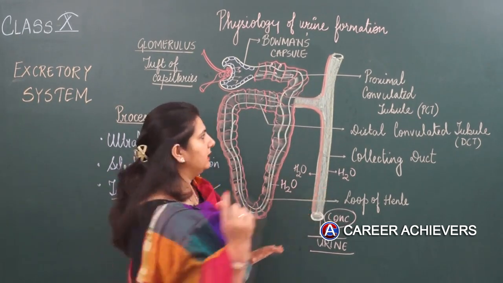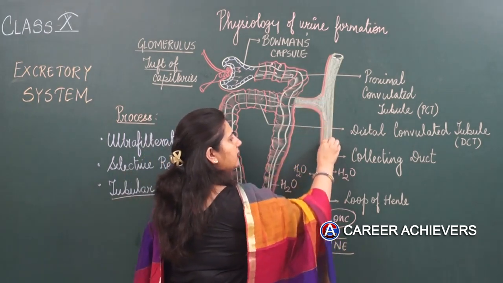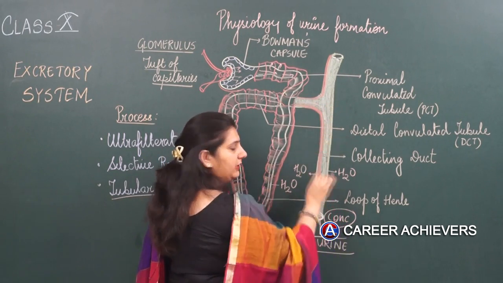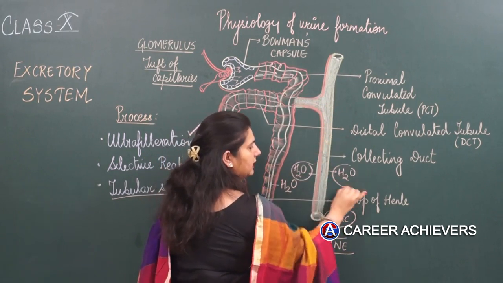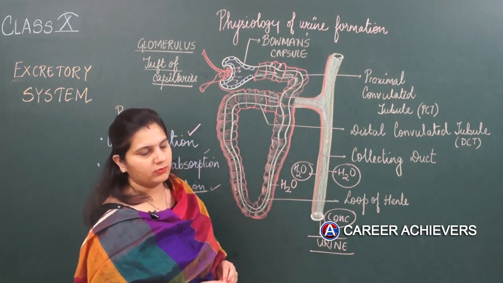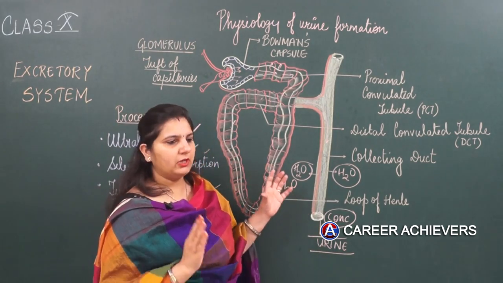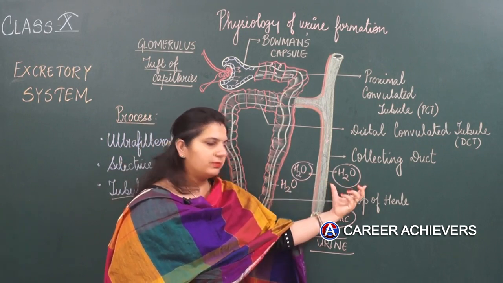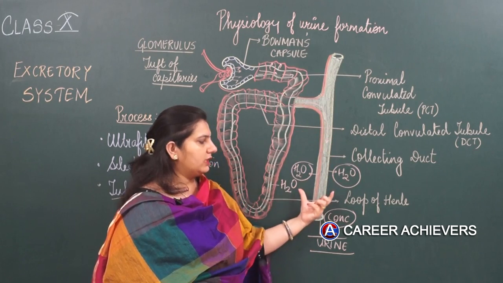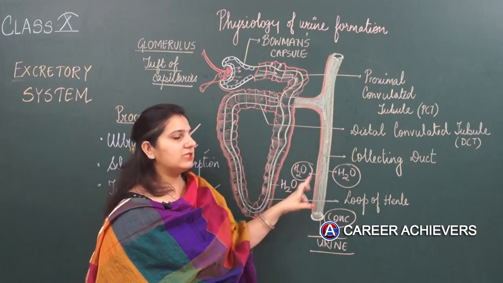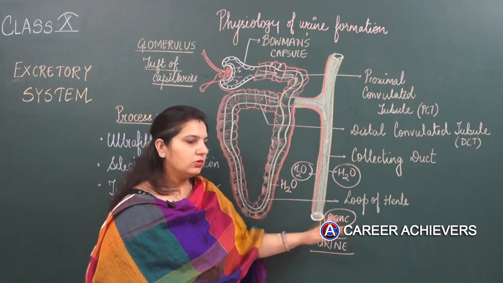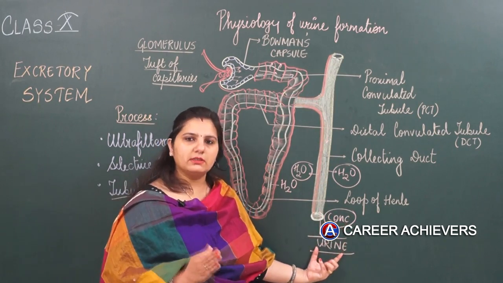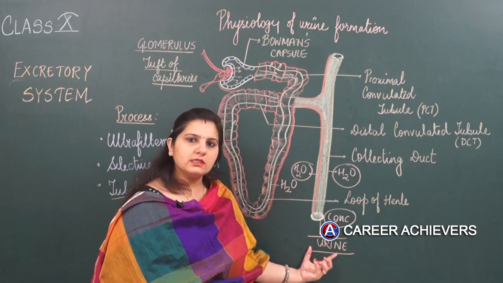The last step in urine formation is the concentration of this filtrate. The filtrate reabsorbs the water, excess water gets reabsorbed. We are drinking so much water all day, but we are not excreting out the entire water. The body needs water, so we need to reabsorb this water. So now the water gets reabsorbed, the filtrate that was initially dilute is now concentrated. This concentrated filtrate is now referred to as urine.